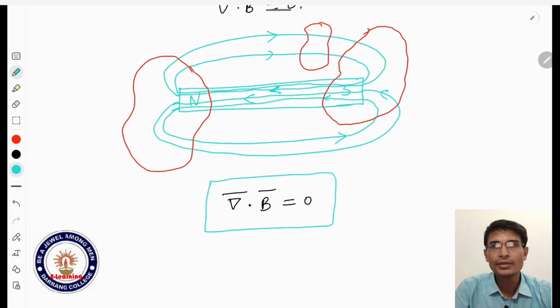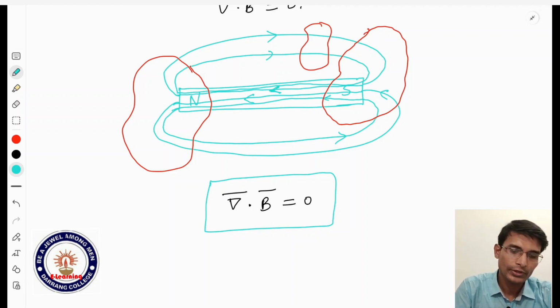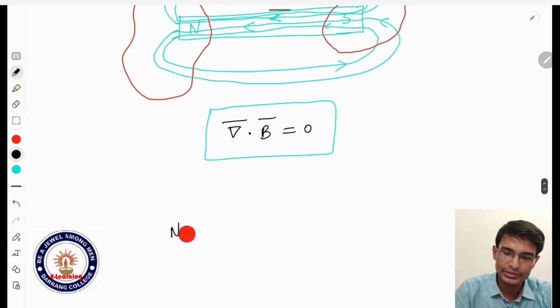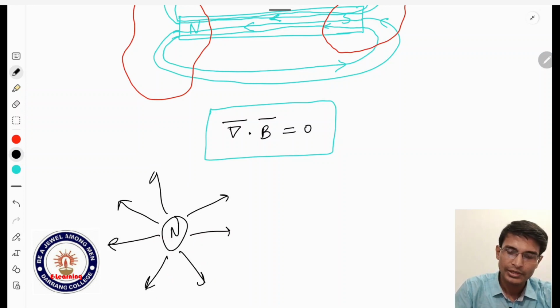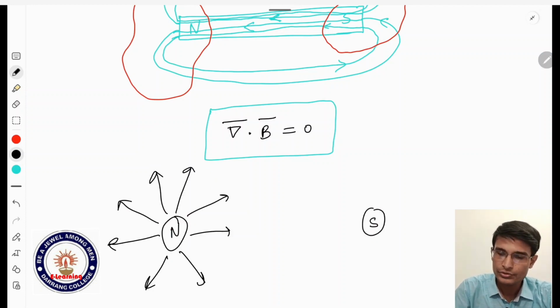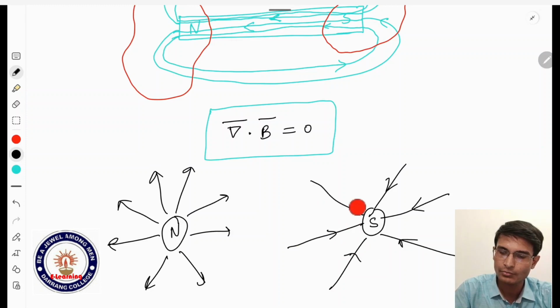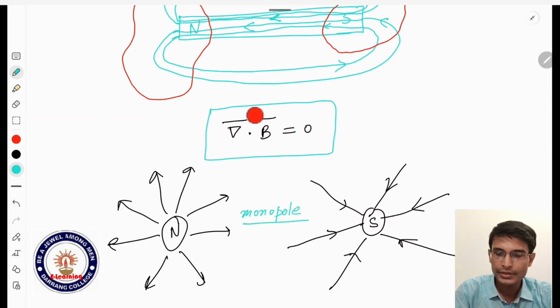The only case when divergence of magnetic field will not be equal to 0 is if we can find something called a magnetic monopole, where we can have magnetic lines of force coming out of a north pole, just like a positive charge has electric lines of force exiting it, or if we can find a south pole at which the magnetic lines of force terminate. If we can find such magnetic monopoles, only in that case can we have the divergence of magnetic field being not equal to 0.